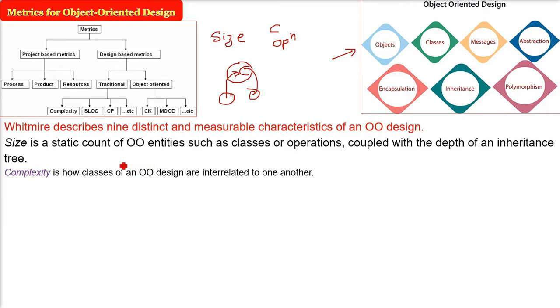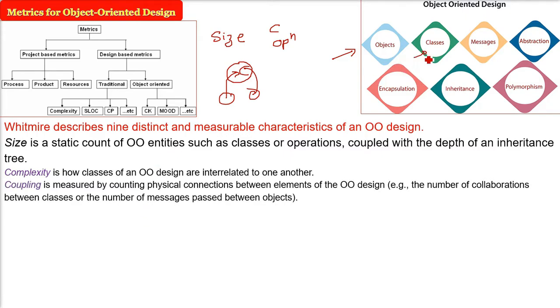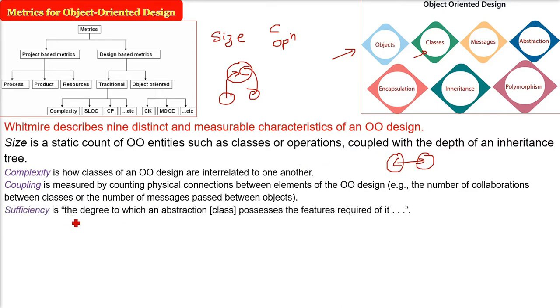For example, complexity. Complexity is all about how the classes of an object-oriented design are interrelated to one another. So we'll talk about the interrelation here. Coupling we measure by counting physical connections between elements of the object-oriented design. For example, the number of collaborations between classes or the number of messages being passed between objects. Sufficiency is the degree to which an abstraction possesses the features required of it, of a class. This is one more characteristic.